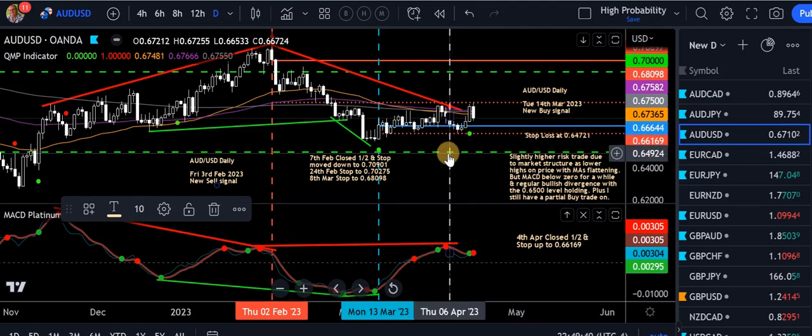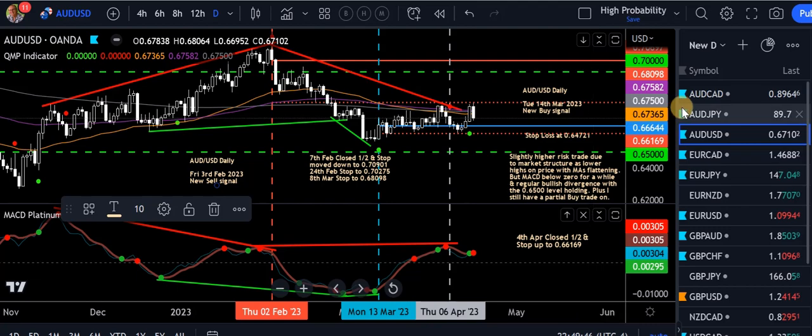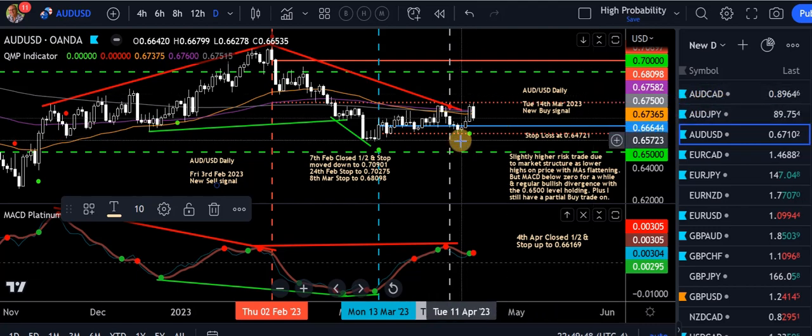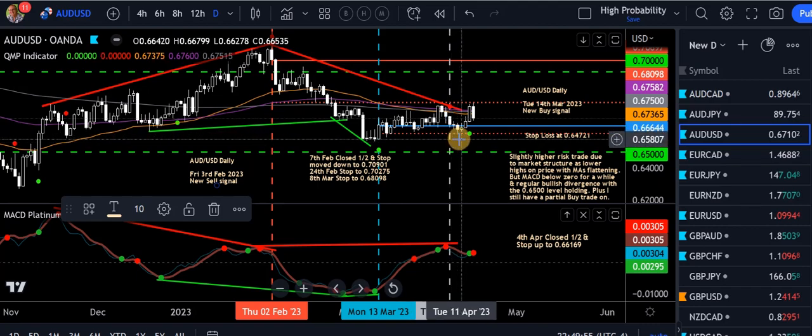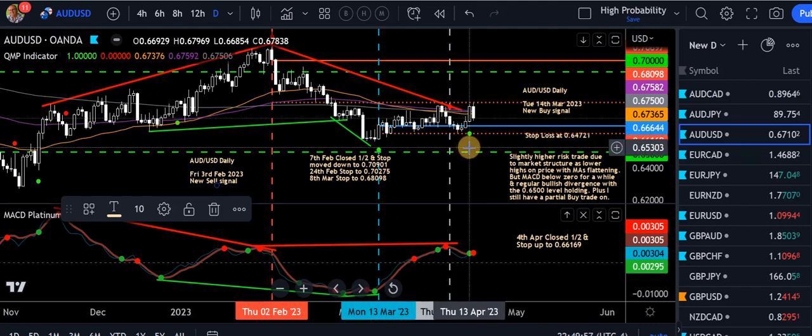In the meantime, this grey vertical line represents a new sell signal. It's hard to see, but there's a red QMP filter dot. Again, like the AusCAD, I think it was, or AusYen, I can't remember, I didn't take it. It was Easter, low volume. I didn't take it. And in hindsight, that was a good move.